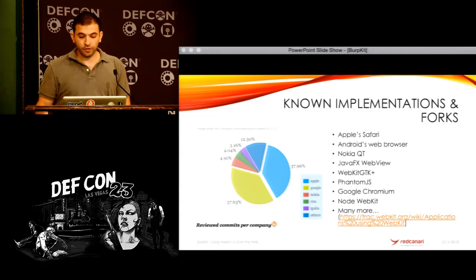And we have GTK and so on. What's interesting here on the graph on the left is that you can see the two major companies driving the project are still Apple and Google, even though Google has completely forked away from WebKit. They now have their Google Chrome, but they're still major contributors to the project. So there's a lot of players.